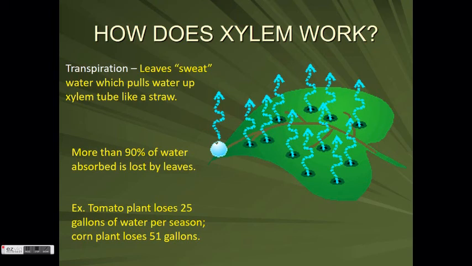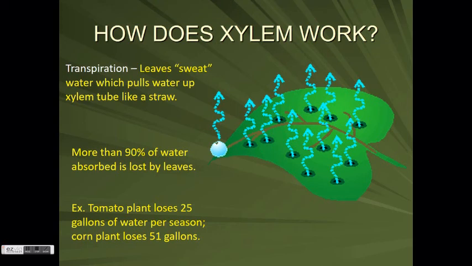Think about a tomato plant that has to lose all this water just to move water through the plant. The amount of tomatoes that you harvest isn't 25 gallons' worth of tomatoes. That's a large amount of water that the plant is moving through there.